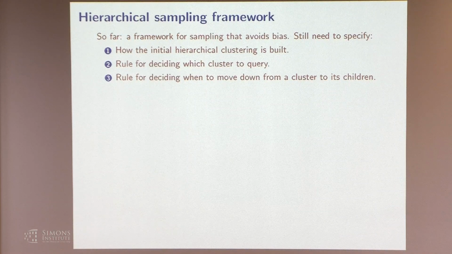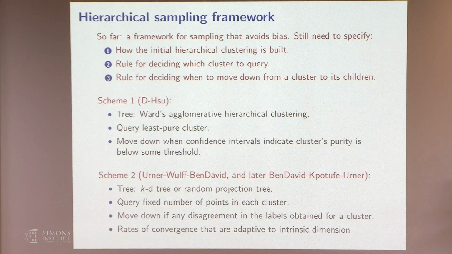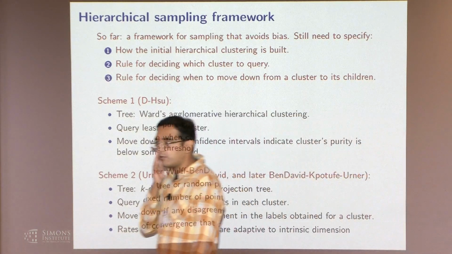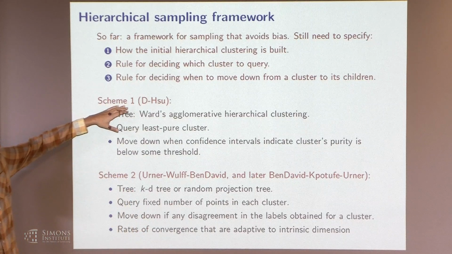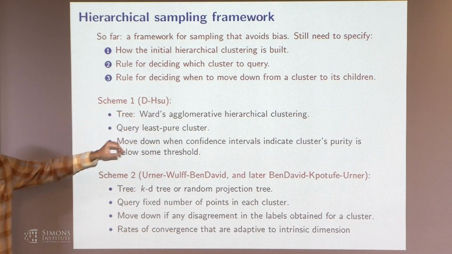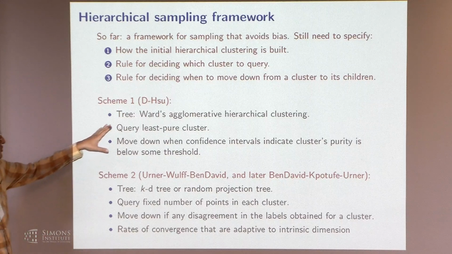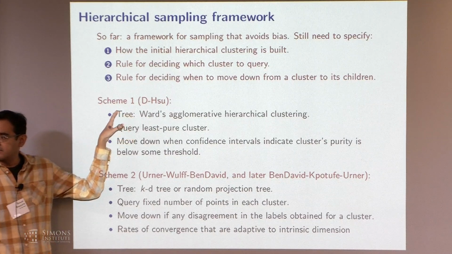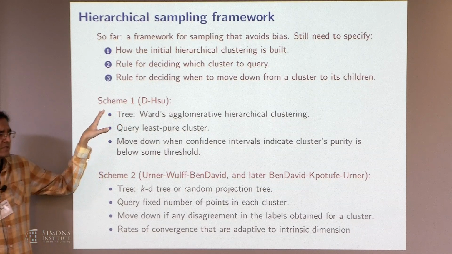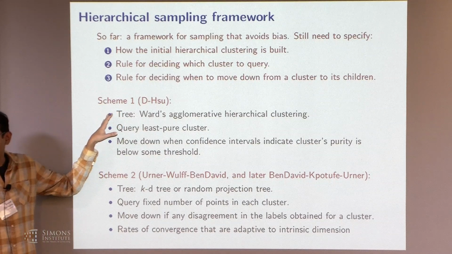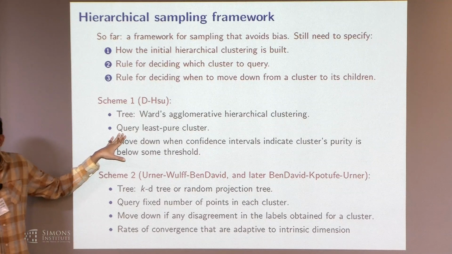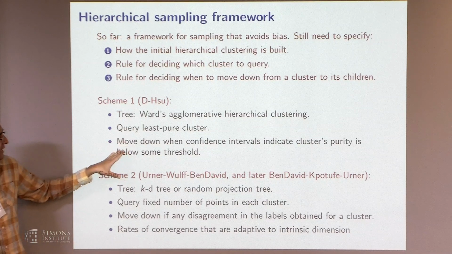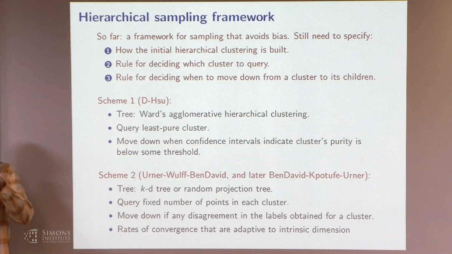Okay, so two versions of the scheme, or maybe some more, have been analyzed. In our earliest paper, we just made the simplest choices. Which hierarchical clustering do you use? Well, let's just use the most popular hierarchical clustering algorithm, Ward's method. Which cluster should we query? The one that's the least pure, why not? Okay, and when do you move down? When confidence intervals indicate that the cluster is highly impure.